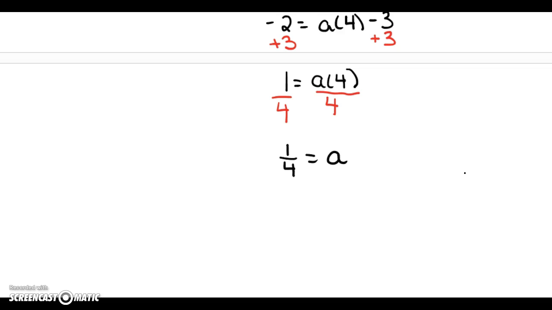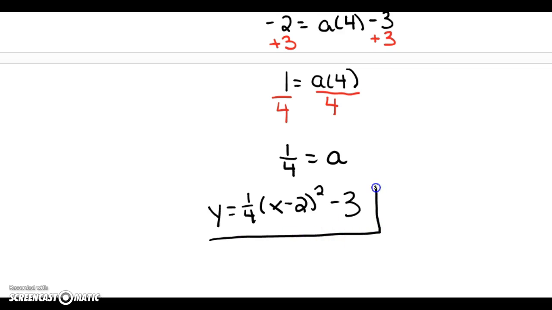Once you've found that a value, now we're going to go back to that general function equation that we gave that has that p and q value, and then we'll just fill in our a value. So in our equation we had y is equal to a, which is 1/4, times (x minus 2) squared minus 3. And that there is the vertex form of a quadratic function.